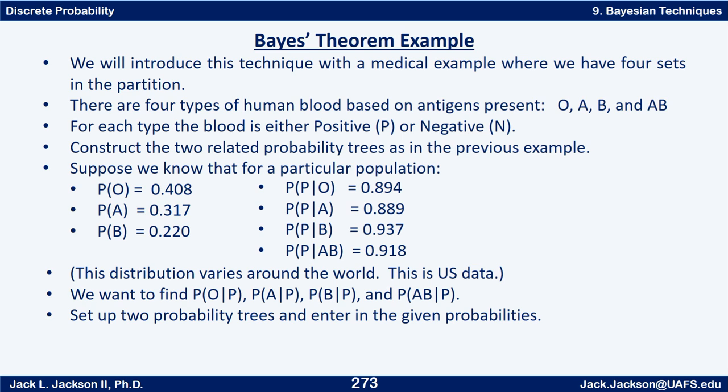Now let's suppose we know for a particular population the probability of O is 0.408, probability of A is 0.317, and the proportion of B's in this population is 0.220. We also know these conditional probabilities.